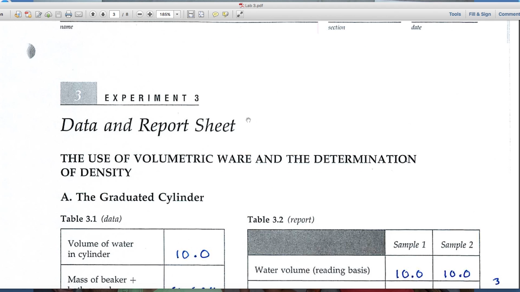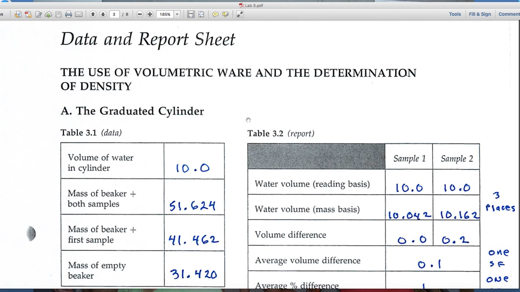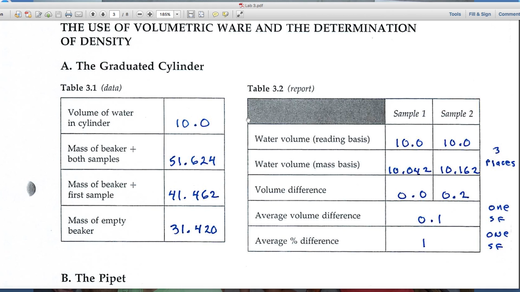This is in the data and report pages now. Part A deals with the graduated cylinder, and it asks students in Part A to measure out a volume of water equal to 10 milliliters. And the graduated cylinder, the manufacturer tells us, is accurate to the 10th. So you'd want to be sure and respond by writing down 10.0.